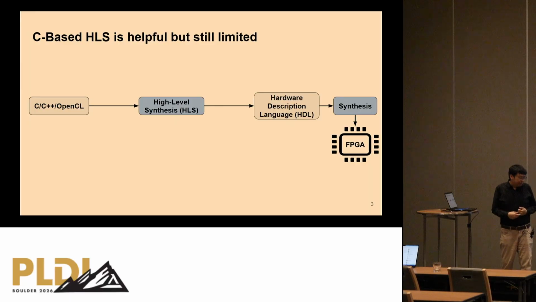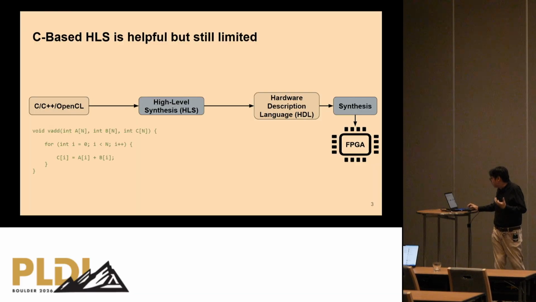A very typical method is HLS, especially C-based. There are several tools like Xilinx and Intel's tools. These tools can take very simple programs like this C++ example for vector addition. But the problem is if you feed this into their compiler directly, you will get hardware whose performance is pretty bad. That is because we need to optimize it manually.